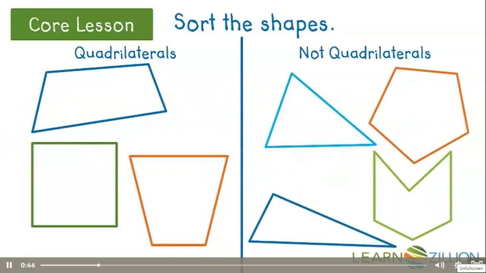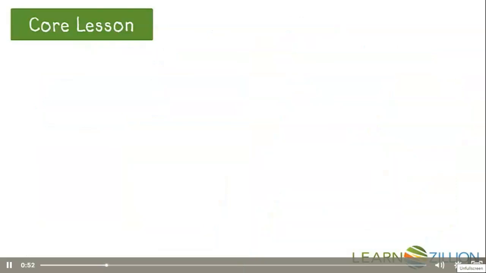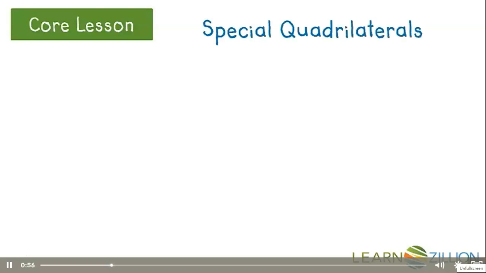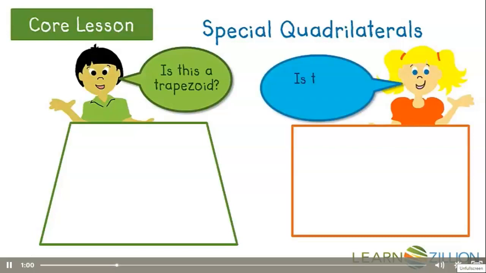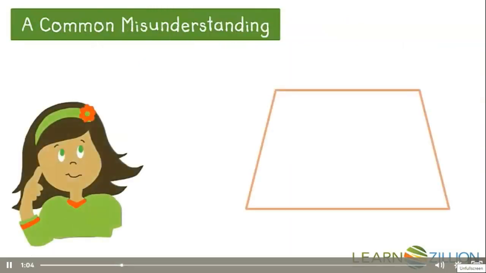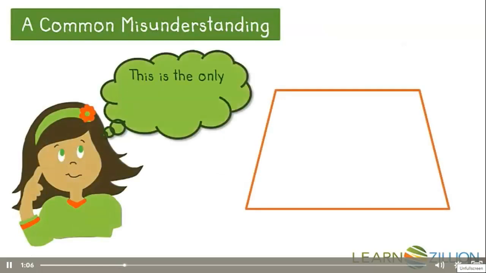Let's draw a line down the center. All the shapes on the left are quadrilaterals. All the shapes on the right are not. We are going to take a close look at 2 special quadrilaterals: trapezoids and parallelograms. A common misunderstanding is that trapezoids can only look like the outline of a lampshade.